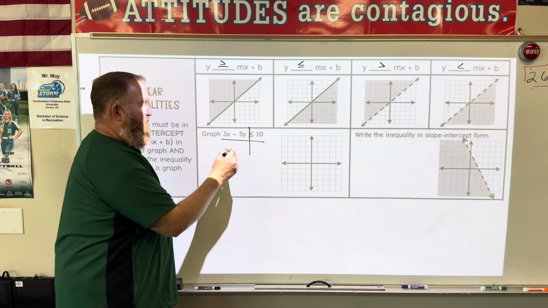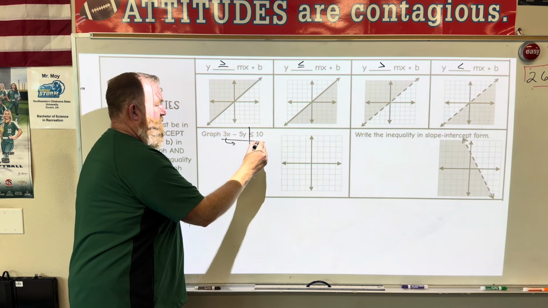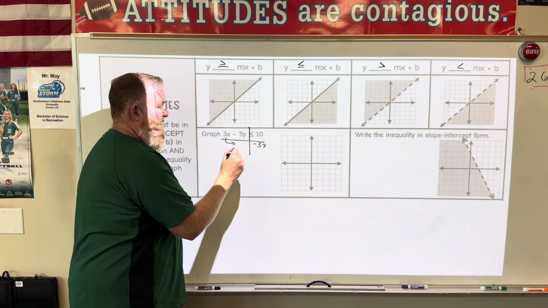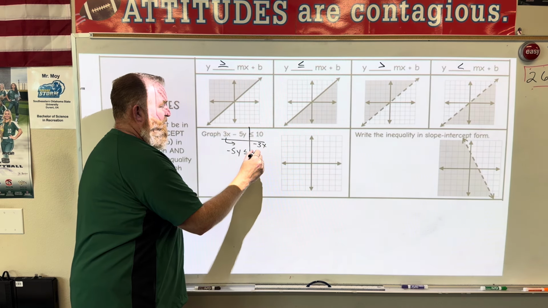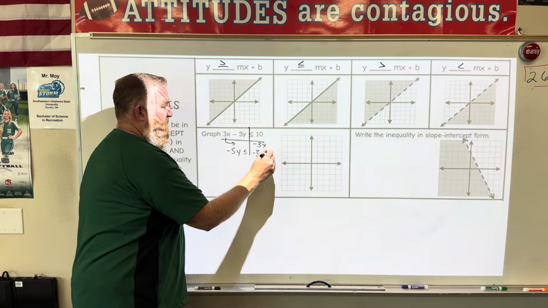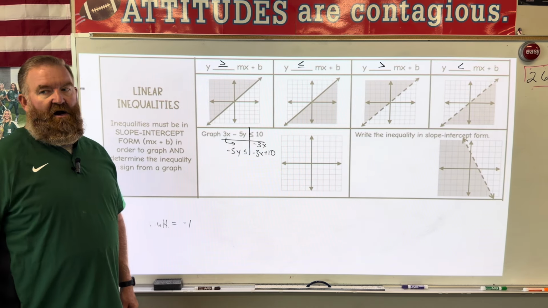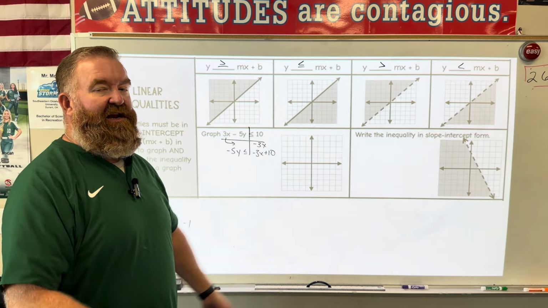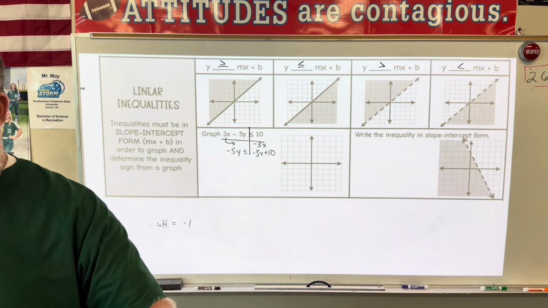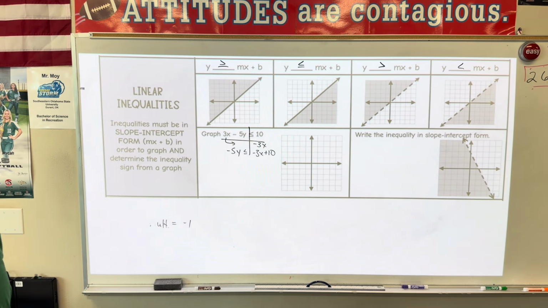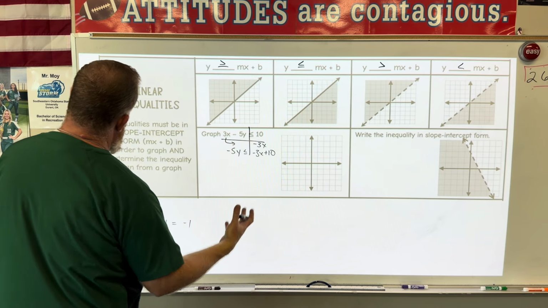Move the x divided by y. So positive 3x becomes a what? Negative 3x. So now I've got negative 5y less than or equal to negative 3x plus 10. Yes? All I did was take the 3x to the other side, and here's what I like, because now we're going to actually practice a little graphing. Okay, we're actually putting stuff into the correct form.